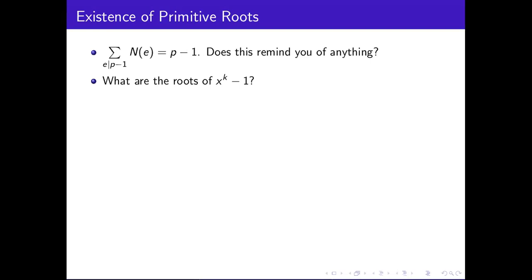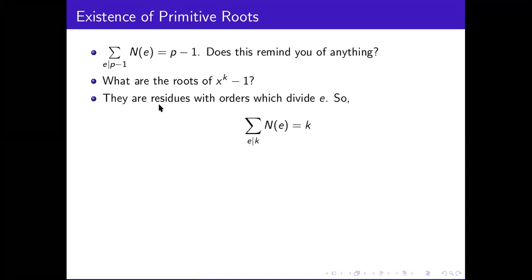So remember we had a lemma about this. If a to the k was equivalent to 1 mod p, what did that tell us about k? Yeah, k is a multiple of the order. So with this in mind, what does this tell us about the roots of x to the k minus 1? It tells us that every single one of them has an order which divides k. So they are exactly the residues with orders which divide k.